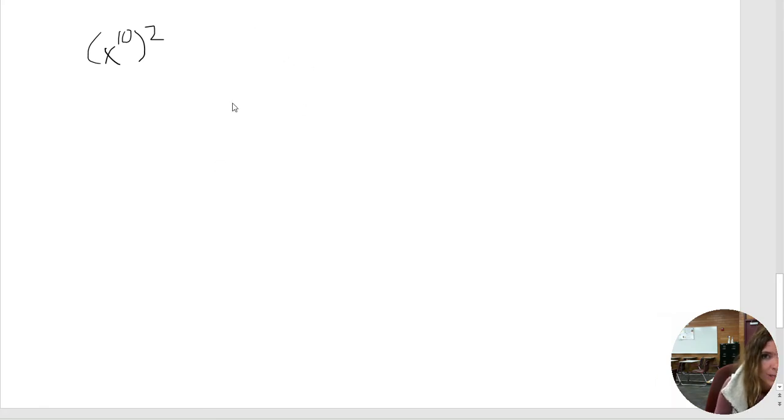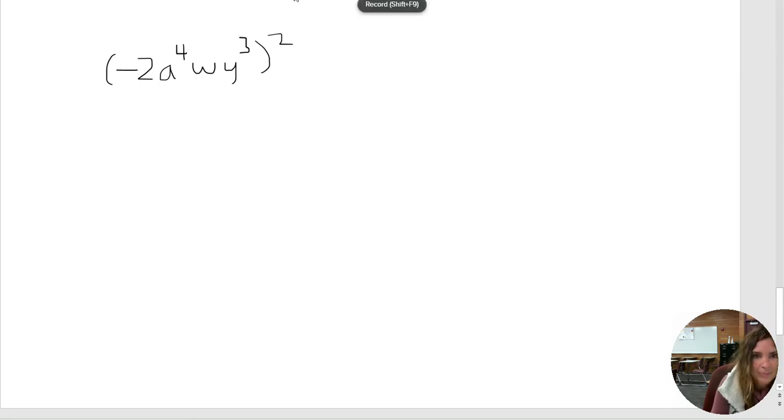Okay, so for this one, you should have recognized that this was a power to another power. So you should multiply the two exponents together. So x to the 10th raised to the 2nd is x to the 20th. Okay, here is your next one.